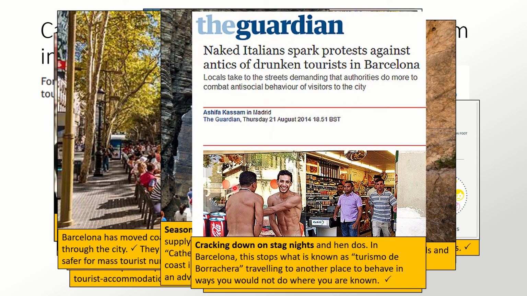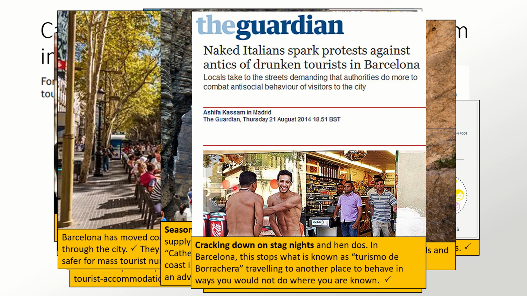Cracking down on stag nights and hen dos is something I mentioned. It took me a long time to find a picture that was anyway appropriate, so I've taken this old Guardian headline. If you do your own Google research here, you'll find far more inappropriate behaviour by tourists. This stops what in Barcelona is known, and you'll have to forgive my poor Spanish, as Turismo de Borrachera. And this is, I love this, travelling to another place to behave in ways you would not do when in a place where you are known.